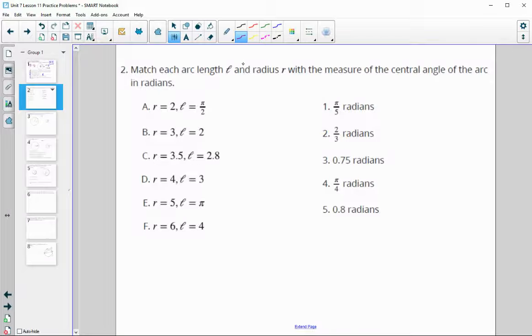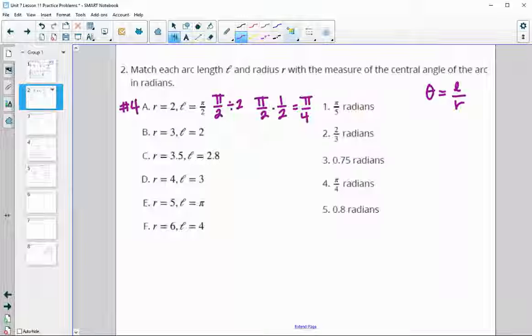All right, then number 2 says match each arc length and radius with the measure of the central angle. Remember that the radian measure equals the arc length divided by the radius. So let's take a look at doing pi over 2 divided by 2. Dividing by 2 is the same as multiplying by the reciprocal 1/2. So for part A, it's going to be pi over 4. So that would be number 4. B, we have the arc length is 2 divided by the radius of 3. So that's 2/3. So that's number 2.